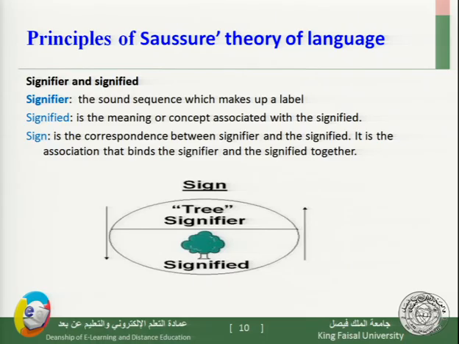So the signifier is the sound sequence which makes up a label, or a lexical item, or a word. And the signified is the meaning or concept associated with the signifier. And the whole process that our mind does, matching the signifier with the signified, is called sign, as this image I have here shows. So the sign is the correspondence between signifier and signified. It is the association that binds the signifier and signified together.